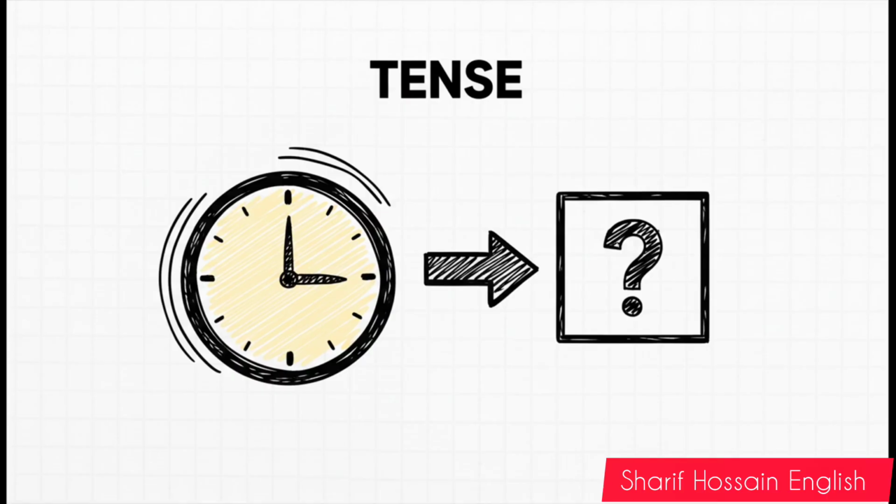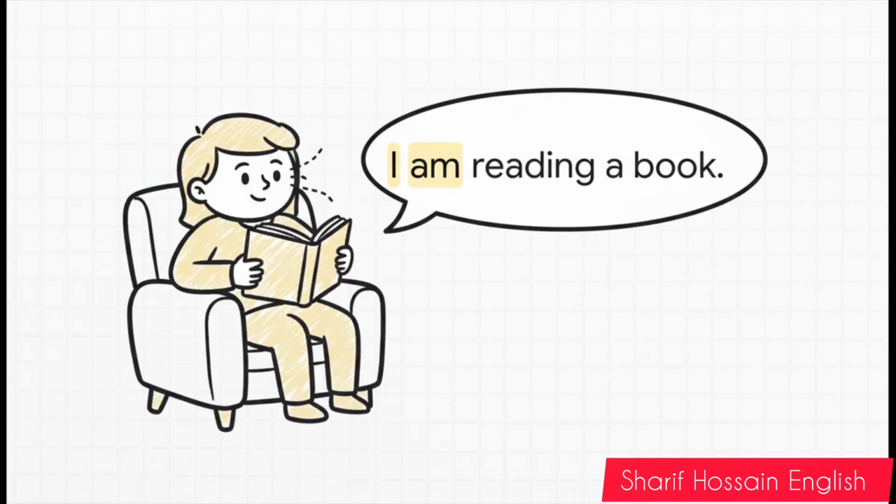Now let's look at the other controller, the tense, the time. Let's see how changing when something happens makes the verb change. So in this sentence, everything is happening right now, in the present. "I am reading a book." That verb form, "am reading," tells us this is happening as we speak. It's locked into the now.